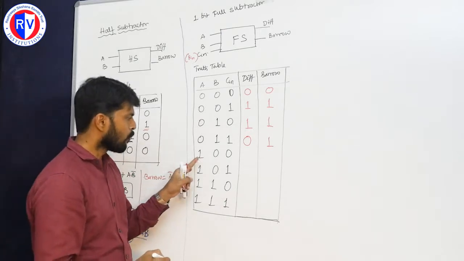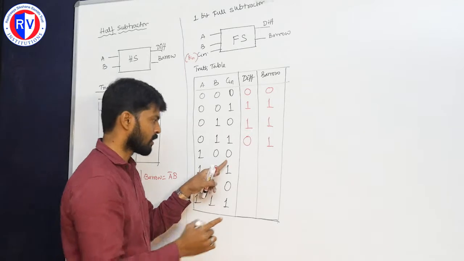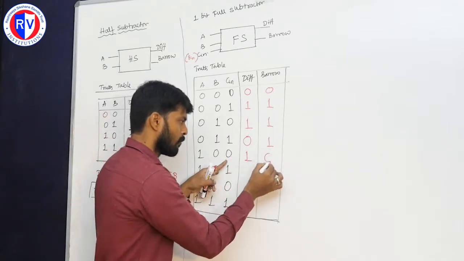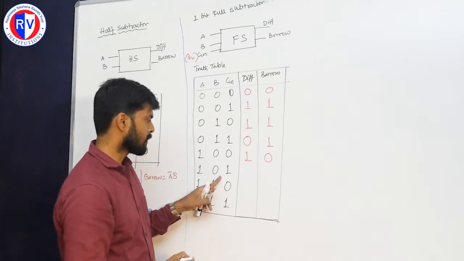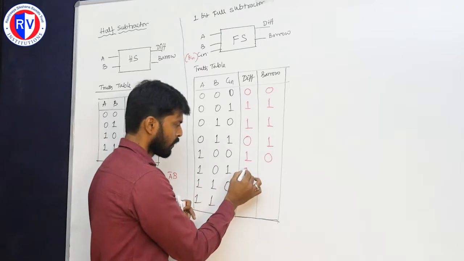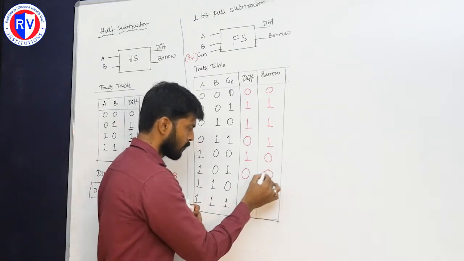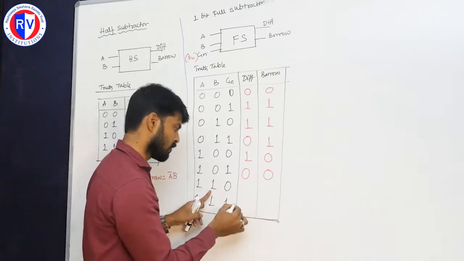Next, we will see 1 minus 0, borrow is 0 and difference is 1. Again, 1 minus 0, so difference is 1 and borrow is 0. Next, 1 minus 0, difference is 1, there is no borrow. 1 minus 1, difference is 0, borrow also 0. Next, 1 minus 1, difference is 0, borrow also 0.